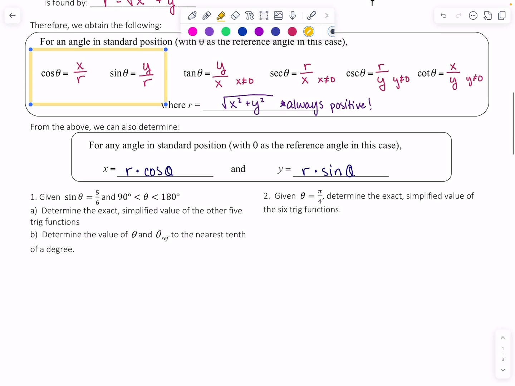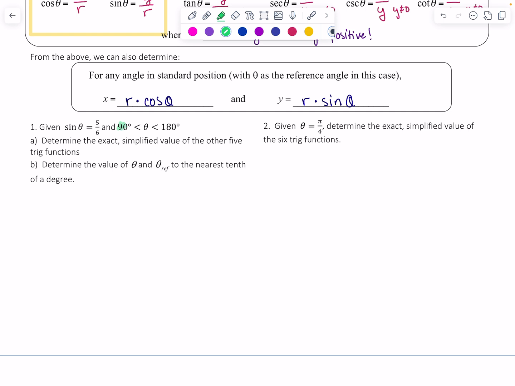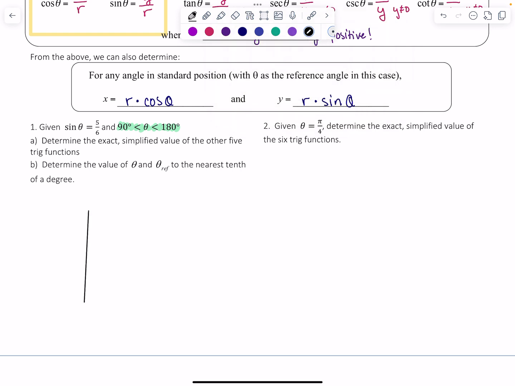Okay. So given that sine of theta is equal to 5 over 6, and we're also working between 90 degrees and 180 degrees, we're going to determine the exact simplified value for the other 5 trig functions. Now, in this area, sketches are your friend. I'm going to go ahead and get a little bit of a coordinate plane there.